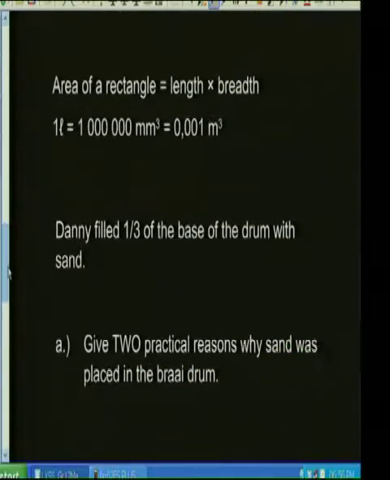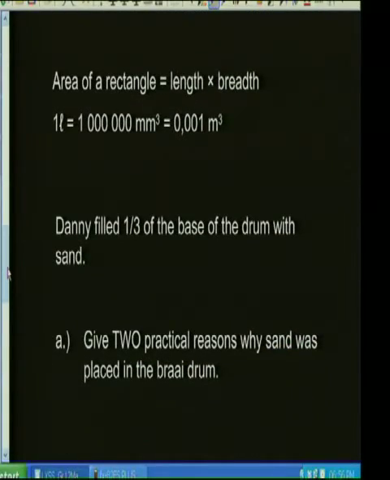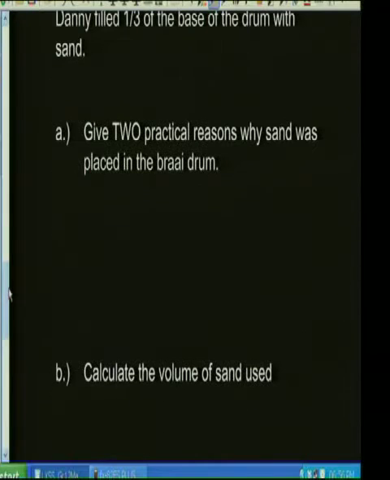The area of a rectangle is equal to length times breadth. That's one fact we're told. We're also told that 1 liter is equal to 1,000,000 millimeters cubed, or is also equal to 0.001 meter cubed. Okay? So, Danny filled a third of the base of the drum with sand. Give 2 practical reasons why sand was placed in the braai drum.